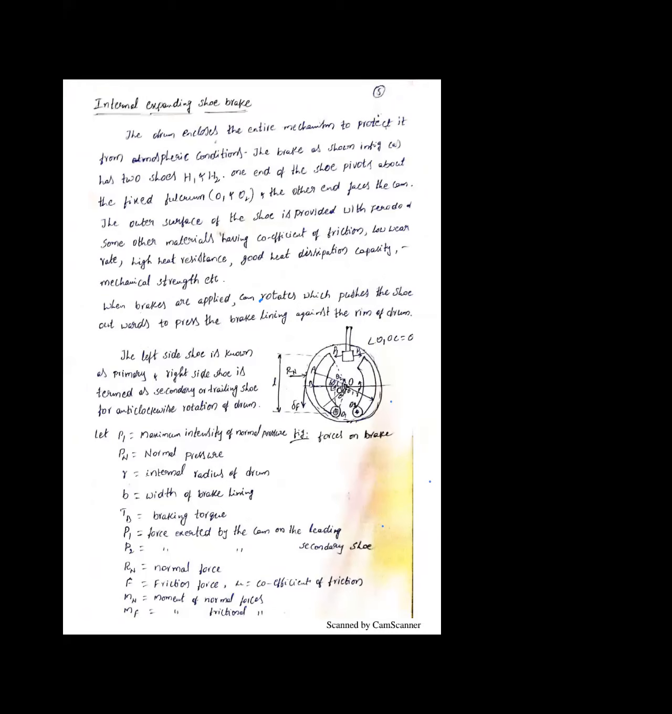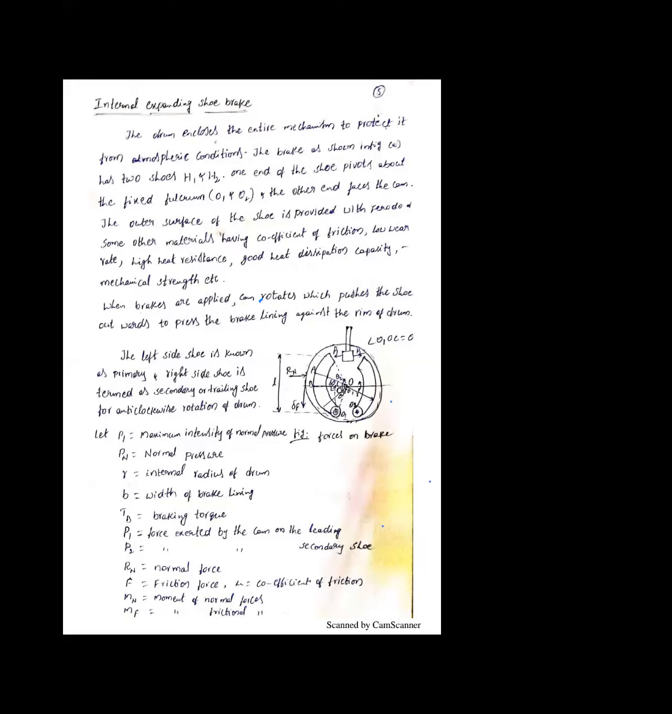and Pn is also there, but it may not be represented here. Pn is the normal pressure. Small r is the radius of the drum. Small b is the width of the brake lining. And there is the braking torque.